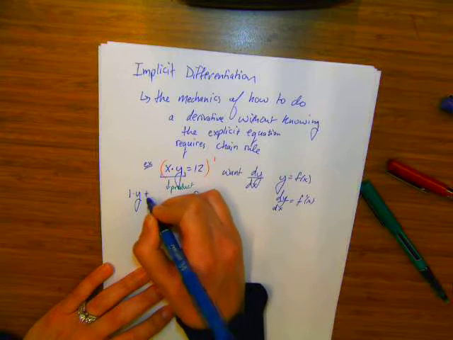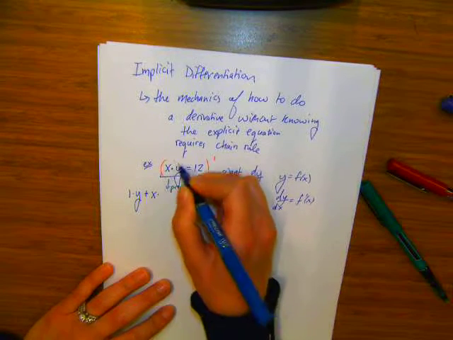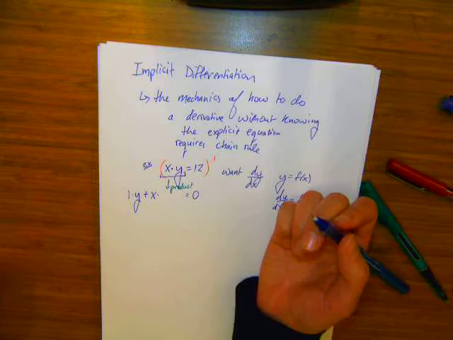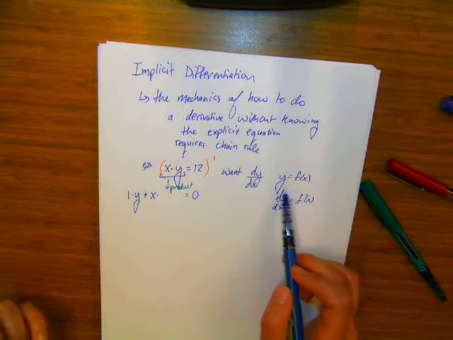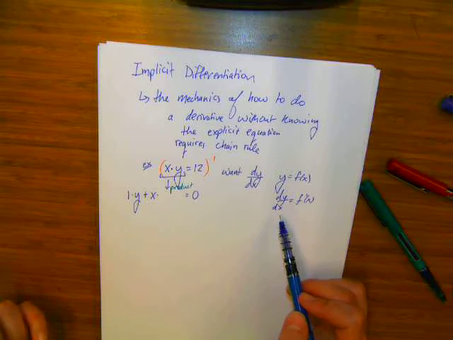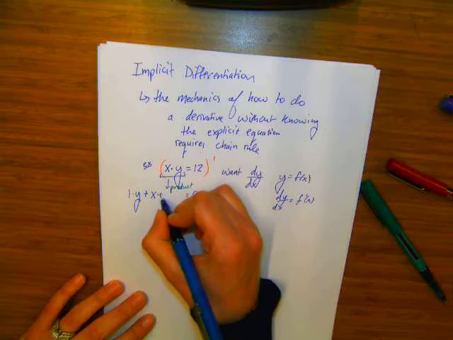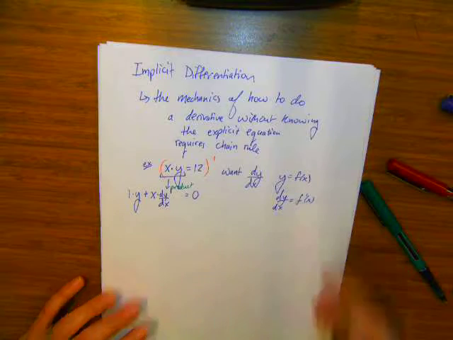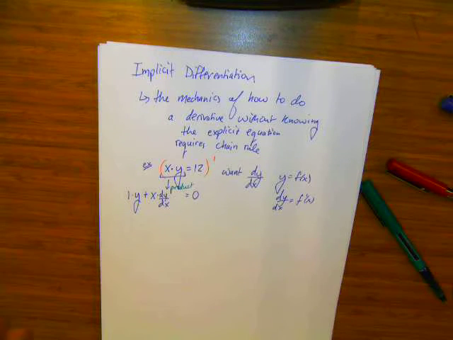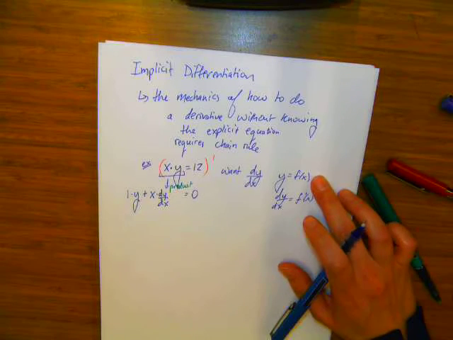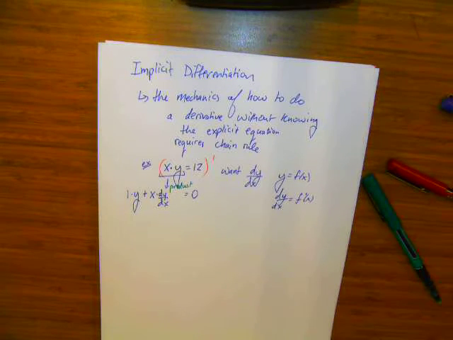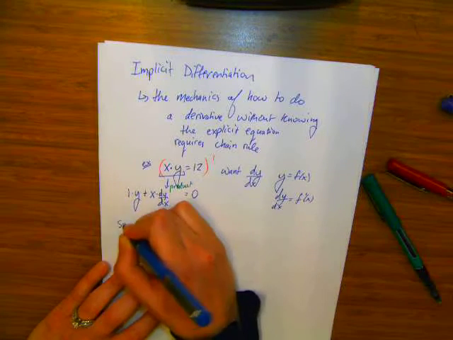Then I need to switch. The x will stay the same. I need the derivative of y. It would normally be that, but I don't know what y equals, so what will you write? dy dx. Okay. So we're still able to do the derivative without writing the equation as y equals. Okay. Solve for dy dx.